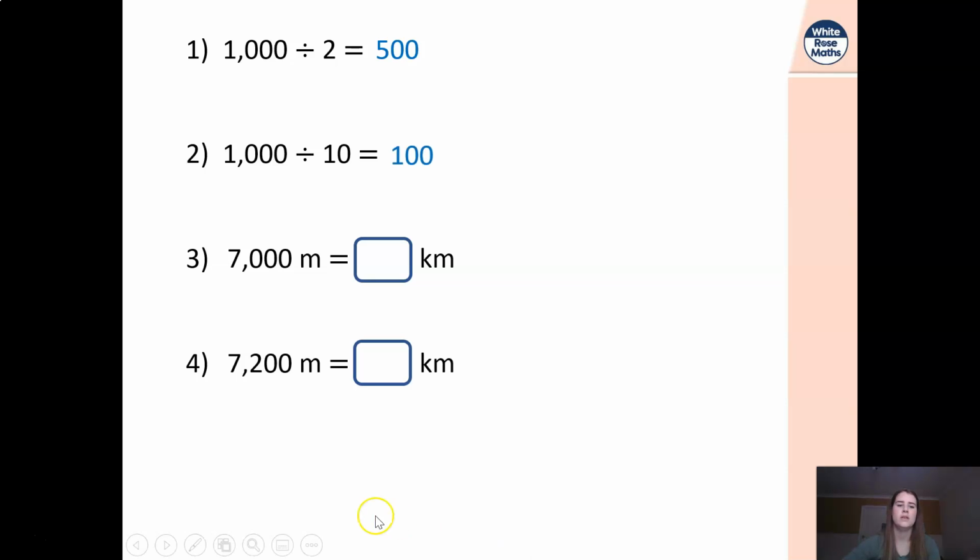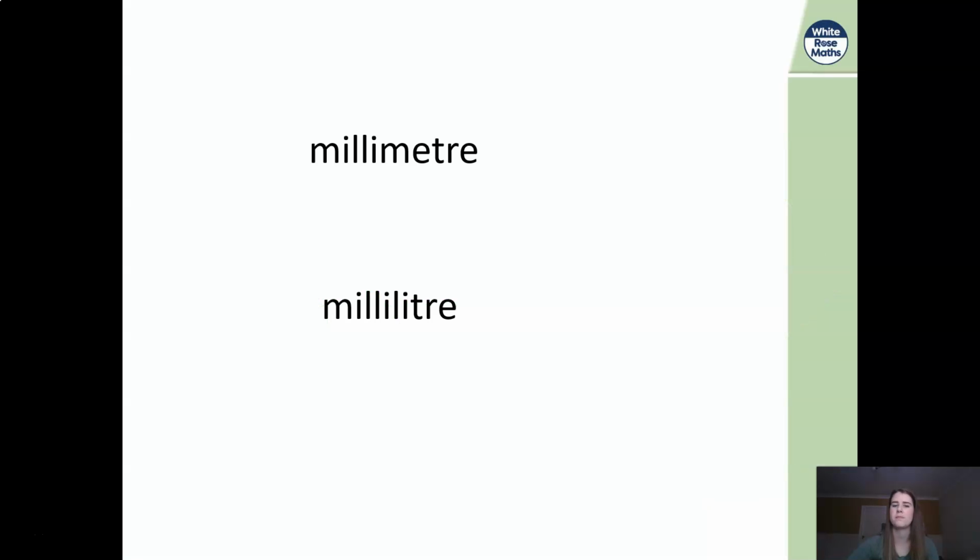Okay. We know to get from meters to kilometers, we have to divide it by 1,000. So 7,000 divided by 1,000 is 7. And here we're going to end up with a decimal of 7.2. Okay, well done if you've got all of those correct, because that means that I know that you've understood that knowledge of multiplying and dividing by 1,000, which is going to be really useful for today's lesson.